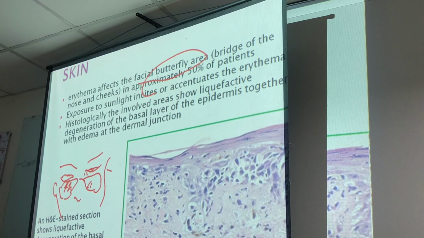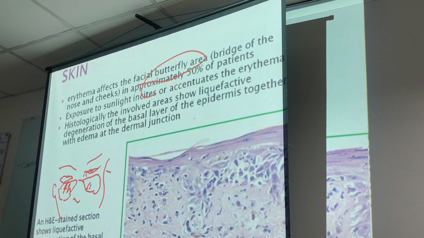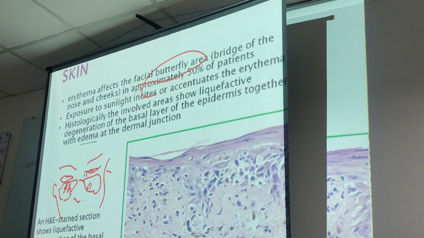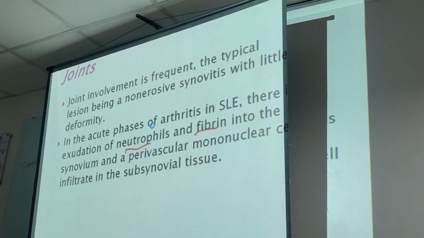In the skin, erythema is a potential presentation. It's the reason for the characteristic butterfly rash in SLE patients. Exposure to sun involves areas showing liquefactive degeneration of the basal layer of the epidermis, together with edema at the dermal junction. Immunofluorescence microscopy shows deposition of immunoglobulin and complement along the dermal junction. So this is just immunofluorescence.